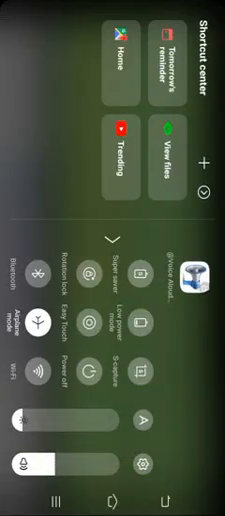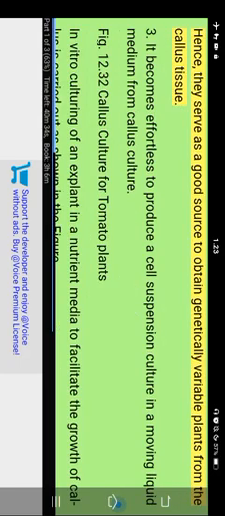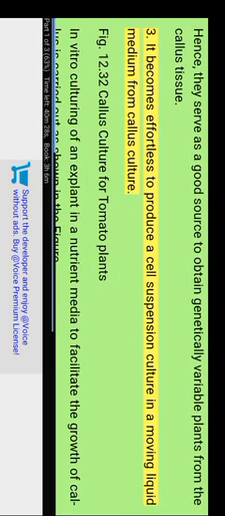2. Karyotypic or genetic variability can be easily detected in callus tissues. Hence, they serve as a good source to obtain genetically variable plants from the callus tissue. 3. It becomes effortless to produce a cell suspension culture in a moving liquid medium from callus culture. Figure 12.32 Callus culture for tomato plants. In vitro culturing of an explant in a nutrient media to facilitate the growth of callus is carried out as shown in the figure. Organ culture.